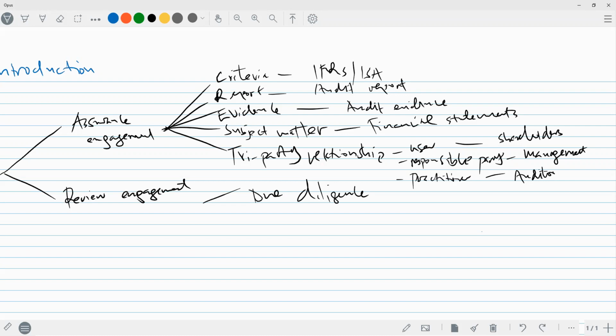Therefore, it cannot be an assurance engagement that you're involved in here. There are only 2 parties involved in this engagement.